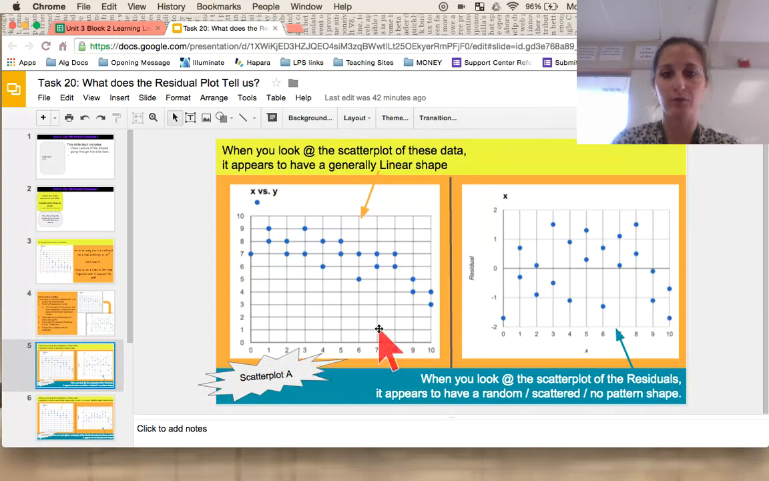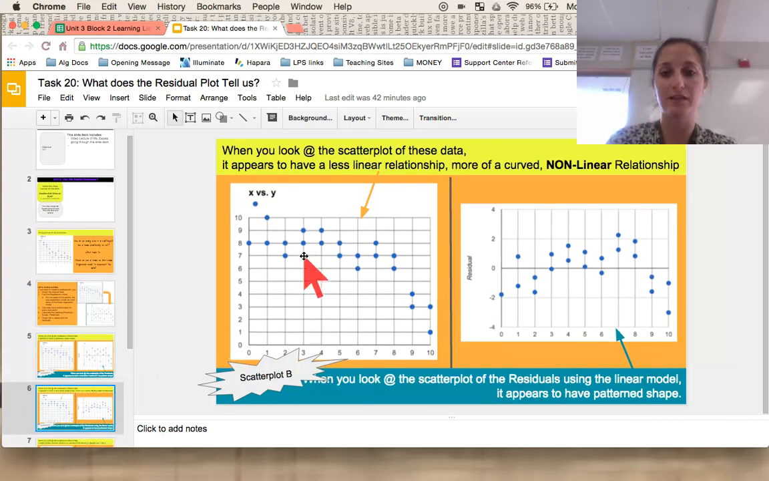So moving forward, when you look at this scatter plot here, it appears to have a generally linear shape. So my big question is, does it actually have a linear shape? And we're just going to keep looking at the residual plots to come up with that. So this has a generally linear shape. And then when you graph the residuals, you see that it has kind of a random or scattered or no pattern residual plot, right? The residuals are kind of everywhere.